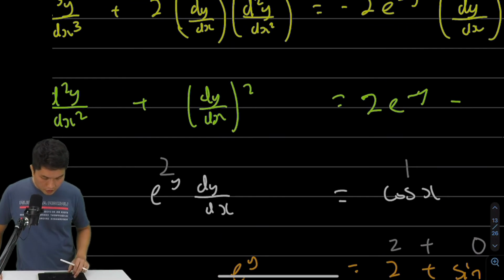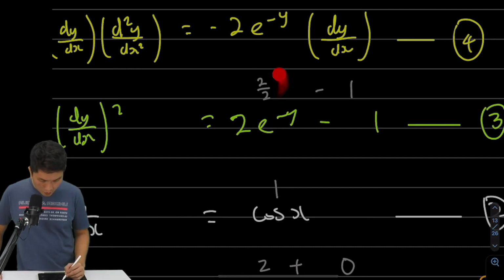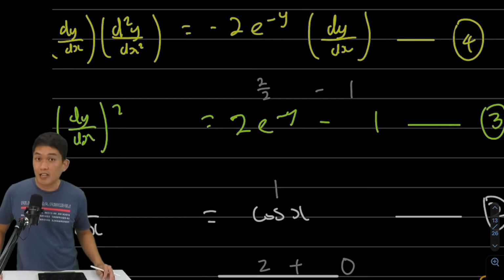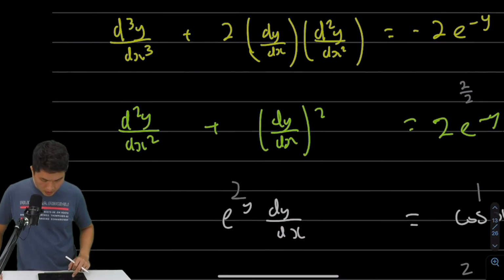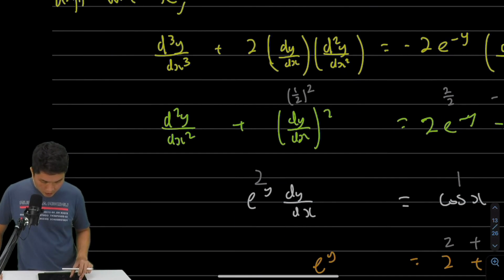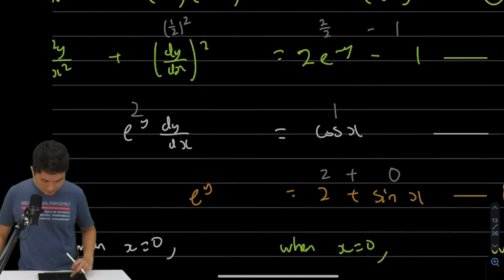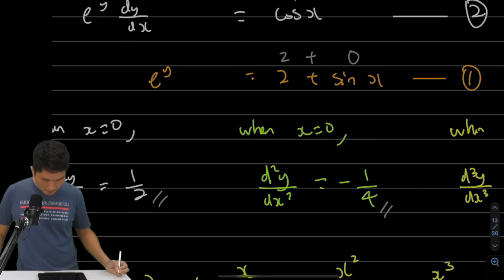Now let's look at the green equation over here. Starting with the right hand side, e to the negative y is 1 over 2. So this is just 2 times 1 over 2 minus 1, which is actually 1 minus 1. So the right hand side is 0. Looking at the left hand side, dy/dx is equal to half. Half squared is 1/4. So d squared y/dx squared plus 1/4 equals 0, so d squared y/dx squared is negative 1/4.